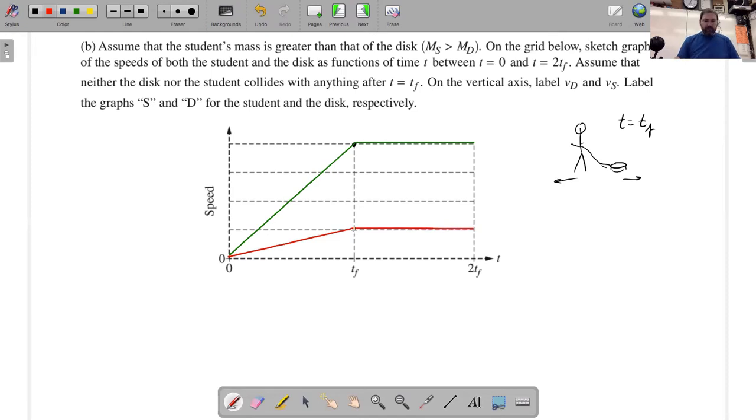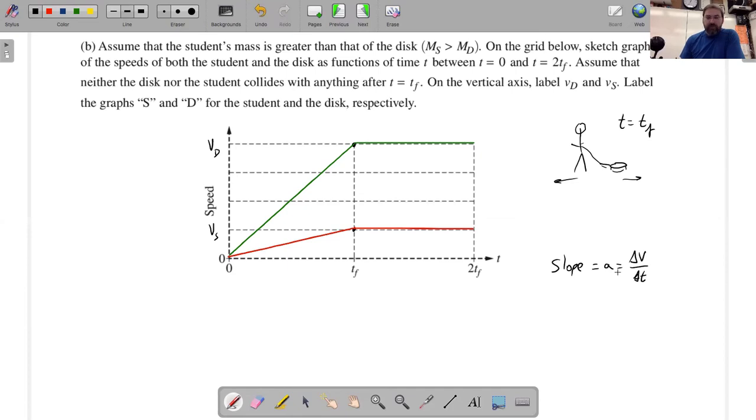It really doesn't matter where you put them relative to each other, but we must label the axes. So on the vertical axis, label v sub d and v sub s. We'll call this v sub d, and I'll make this v sub s. So why the graphs look like this: the slope on a velocity time graph is equal to the acceleration. That's because acceleration is equal to delta v over delta t.